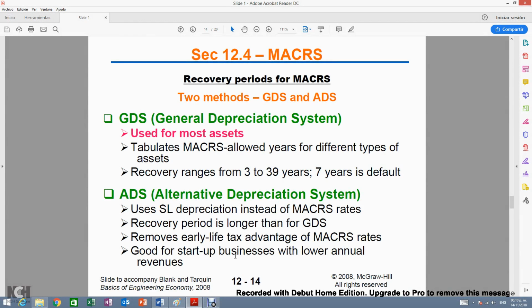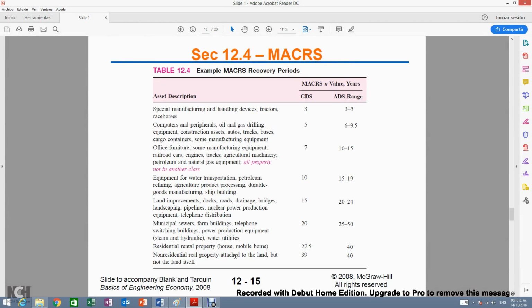The general depreciation system, or GDS, is the most common one. If the N is not given in the problem, you will have to go to slide 12-15 or look for table 12.4, and search for your asset in this list. For example, if the problem is telling you to depreciate a tractor, you will be using an N equal to 3. If the problem is asking you to depreciate oil and gas drilling equipment, your N will be 5, and so forth. If there is a specific asset that doesn't fall into any of these categories or that you cannot find in the list, then you will use an N equal to 7 for all the property that is not in one of these categories.